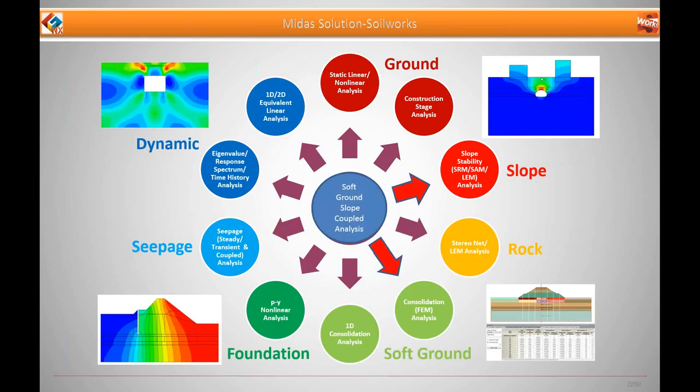Similarly, we have the soft ground slope coupled analysis, for which you need the slope and the soft ground modules. In this, basically you know that with consolidation there is a settlement in the soil, especially in clay soil. So with the settlement, how the factor of safety changes, or how it affects the slope stability of the embankment, could be studied. So for this you need the two modules, that is the slope and the soft ground.